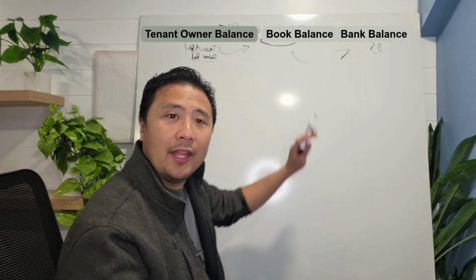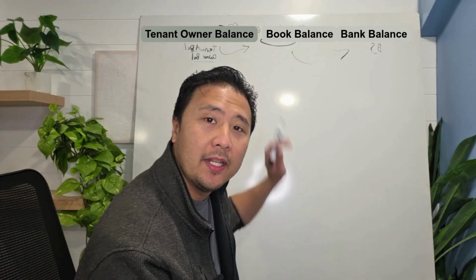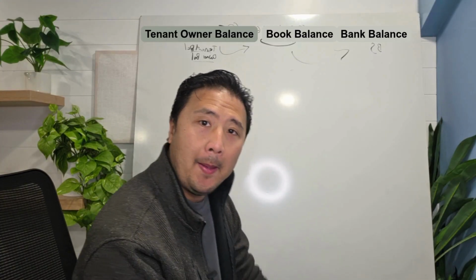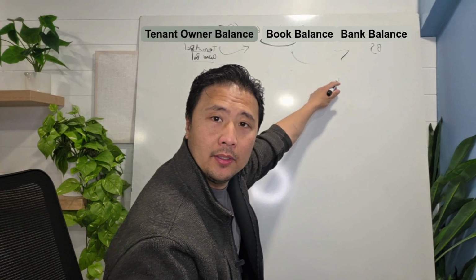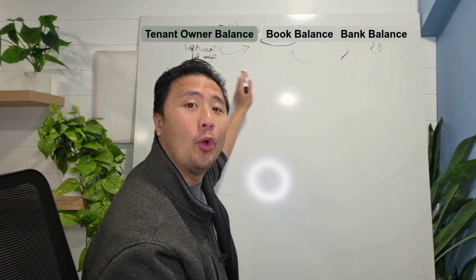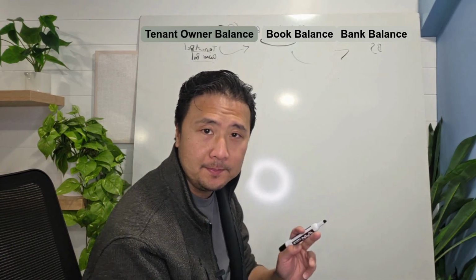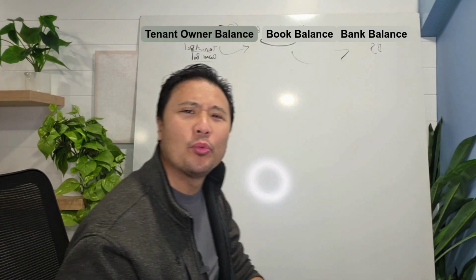So like I said, this is what makes it a three-way trust reconciliation. Bank, books, tenant owner balances, all three must tie. This step is where you prove who the money actually belongs to.